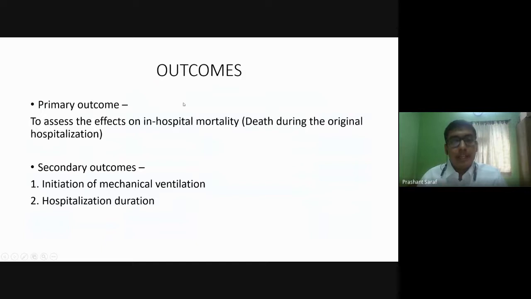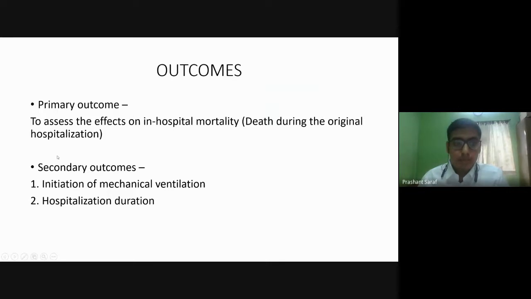Coming to the outcomes, the article and protocol both clearly define the primary outcome, which is to assess the effects on in-hospital mortality, that is the death during the original hospitalization. Importance of primary outcome is that the study is designed to answer only the primary outcome. That means the study can best answer only the primary outcome. It can also answer secondary outcomes, but the design was not primarily for it. And so if your concern is about the primary outcome, then this study is good for you. But if your concern is about the secondary outcomes, then you should look for a study which has your outcome as the primary outcome.